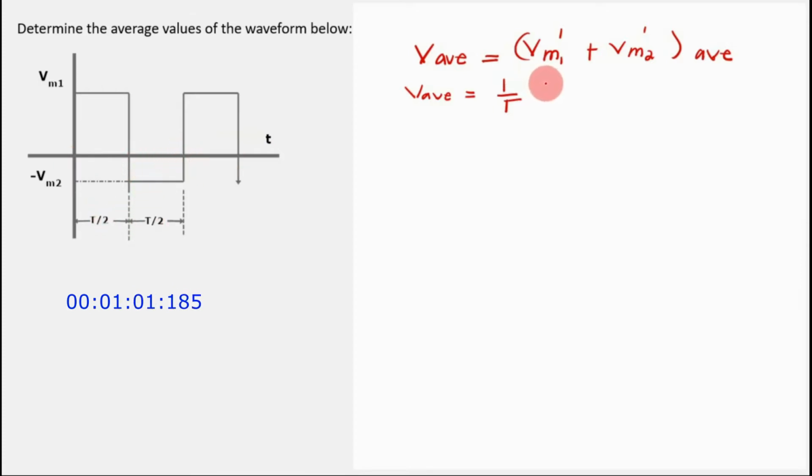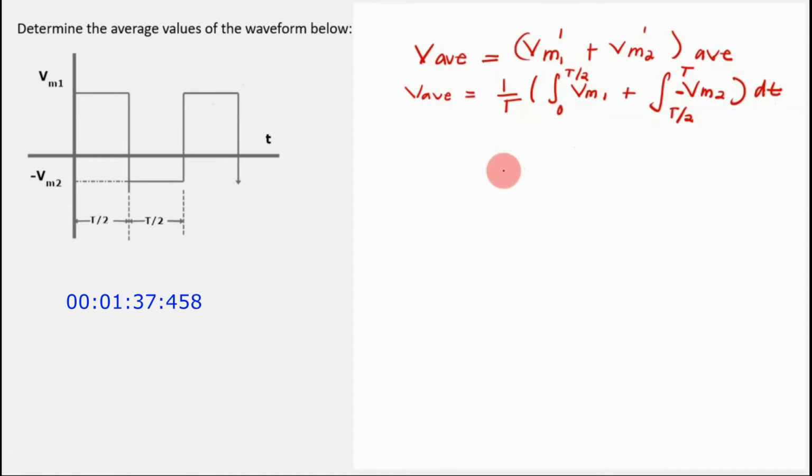Okay, so that is 1 over T, and the integration of Vm1 for the area here, that is from this point 0 to T over 2. Okay, so plus the integration of Vm2, in which this is negative. So this is from T over 2 to T. This is T and this is T over 2. So this is with respect to t. So that is how we represent the equation of this square waveform.